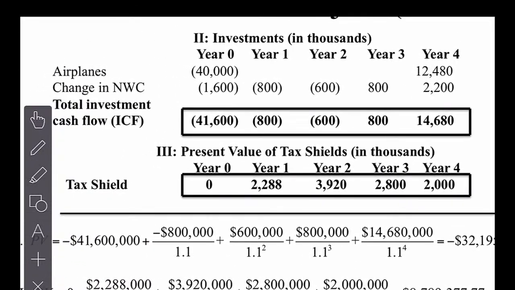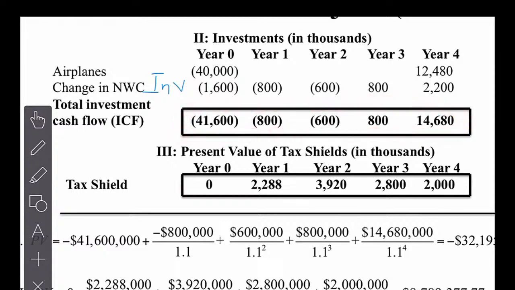We have the planes. These are the net working capital investments. I should put the word investment. Okay, so these are the investment amounts. Remember these numbers. So I put those together as total investment cash flows. So that's the second piece.